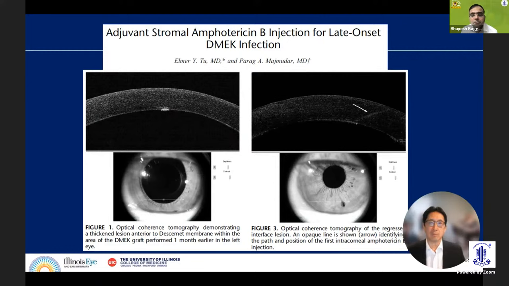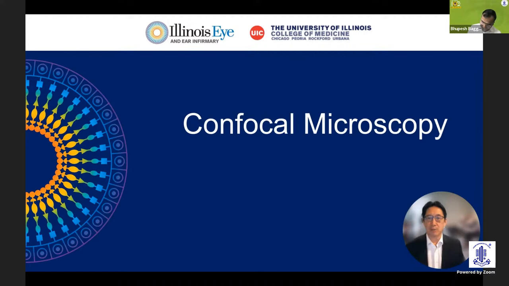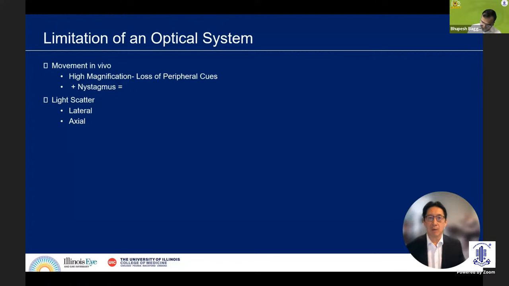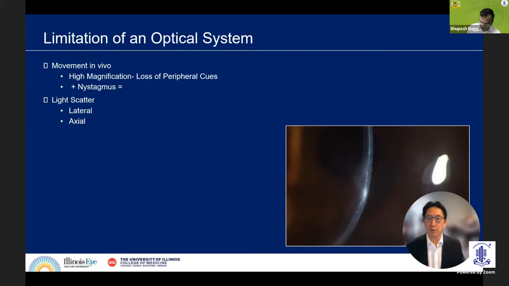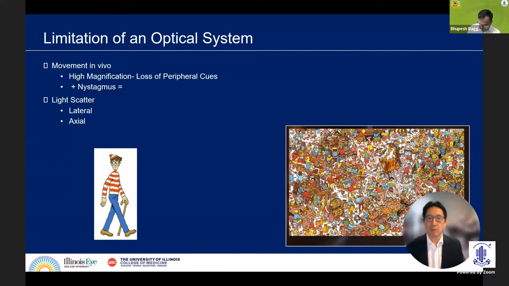Confocal microscopy, however, is unique in its applications for infectious keratitis. There are significant limitations to an optical system, including movement and light scatter. As you get closer and closer to a lesion, it becomes more and more difficult to discern individual cells, which is essentially like finding Waldo in a complicated cartoon.